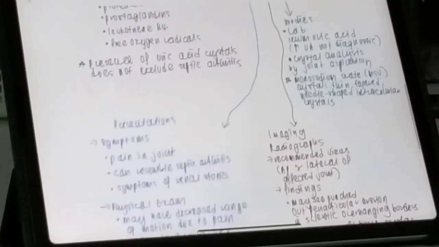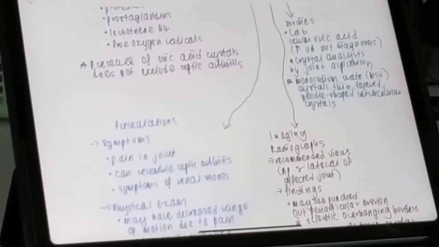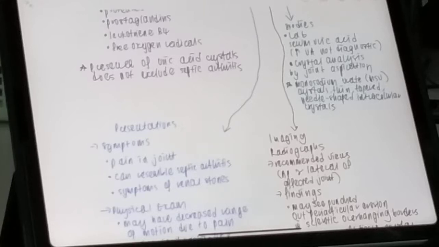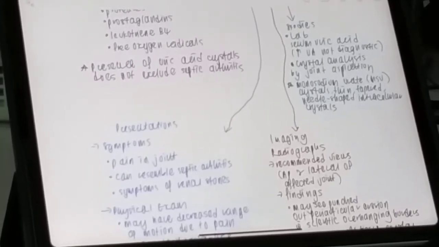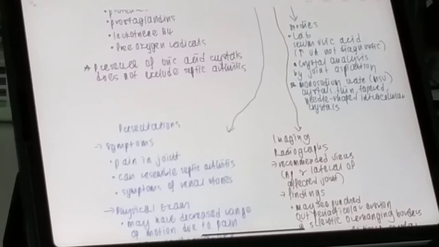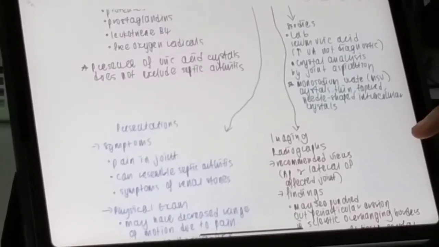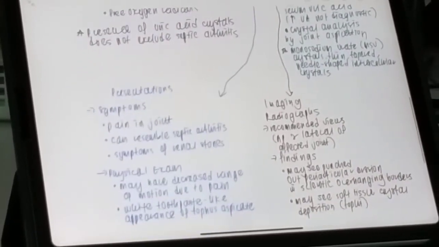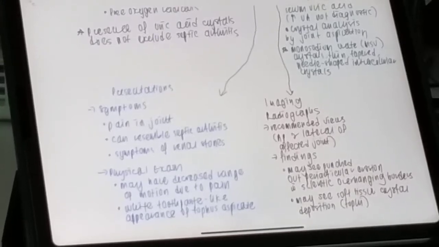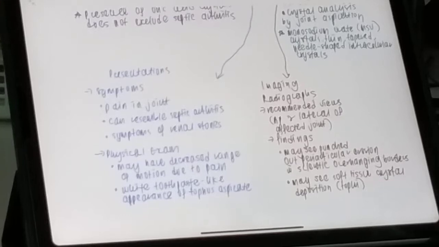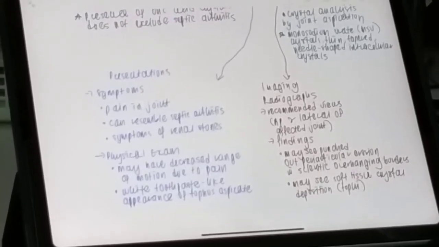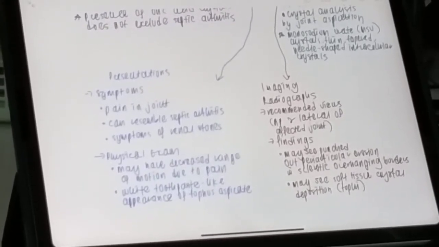By presentation, patients will present with pain in the joint, which can resemble septic arthritis, and symptoms of renal stones. On physical examination, they will have a decreased range of motion due to the pain. From joint aspiration, we can see a white toothpaste-like appearance of the tophi.